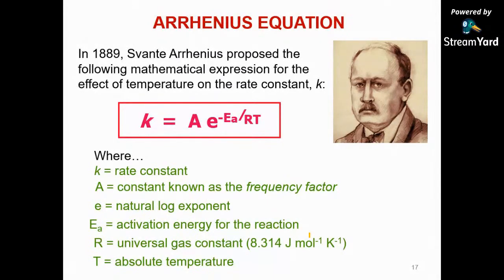Arrhenius equation. So over here, the most important part is this. This is the name of the scientist. So k is referred to rate constant. A is referred to the frequency factor. e is the natural log exponent. Ea, activation energy. And then the R, as usual, that you learned in chapter 5, universal gas constant, 8.314. And then T, temperature, must be absolute temperature, means the units must be in Kelvin. So this is the last formula for this chapter, the Arrhenius equation.